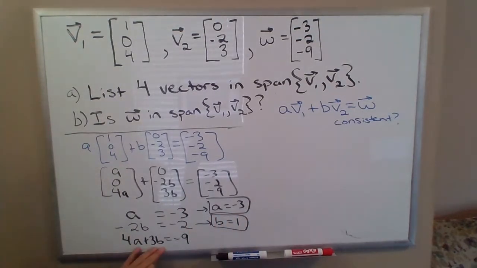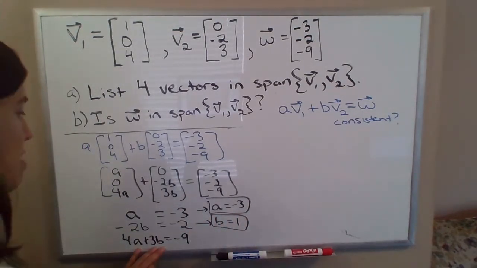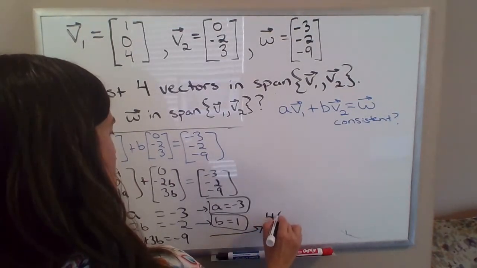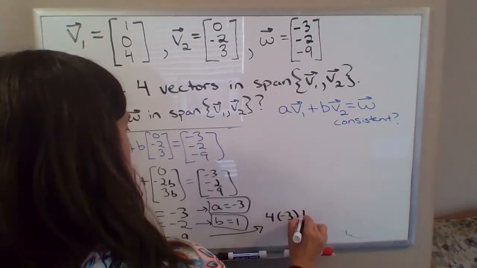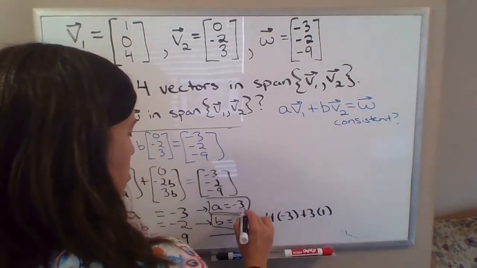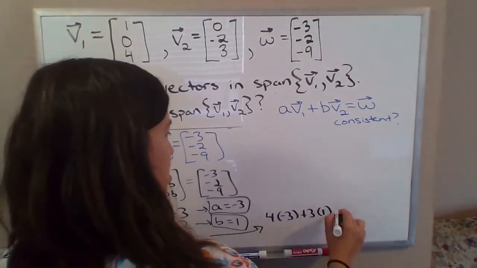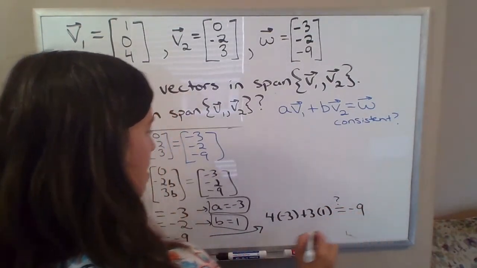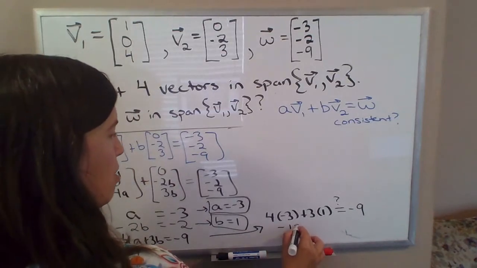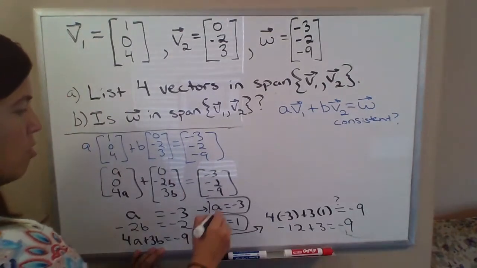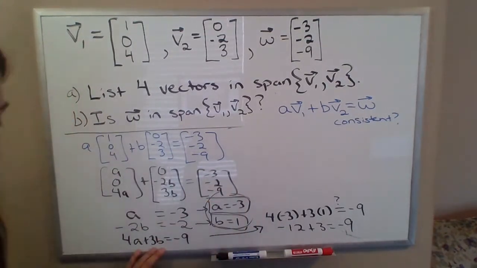We do need to make sure that it satisfies the third equation. Maybe this does, maybe it doesn't. Let's see. This would mean 4 times a, which is negative 3, plus 3 times b, which we just said is 1. Does this satisfy the third equation, which would have this equal to negative 9? We'd have negative 12 plus 3 equals negative 9. Yes, this works. So here are values for a and b that satisfy all three of these equations.